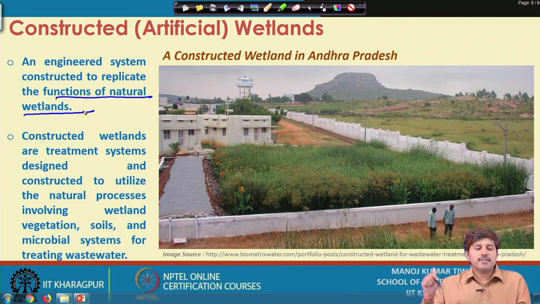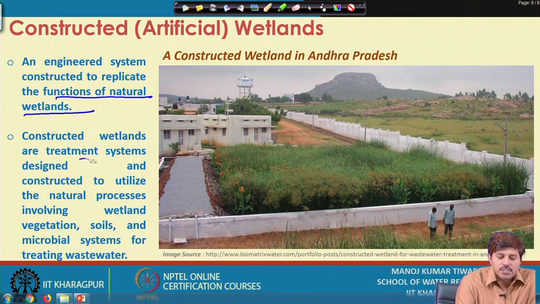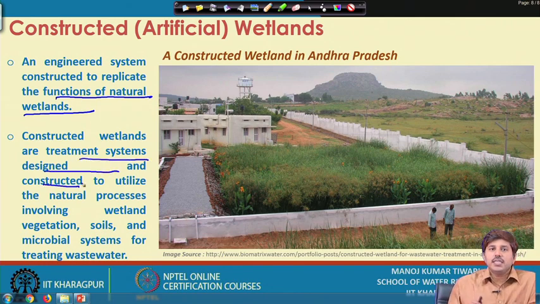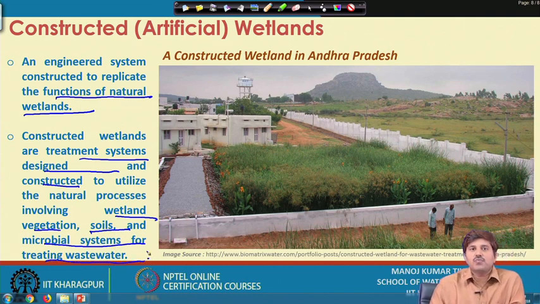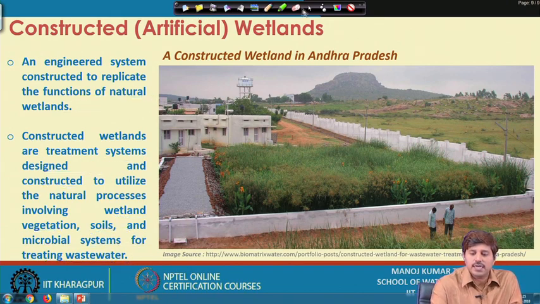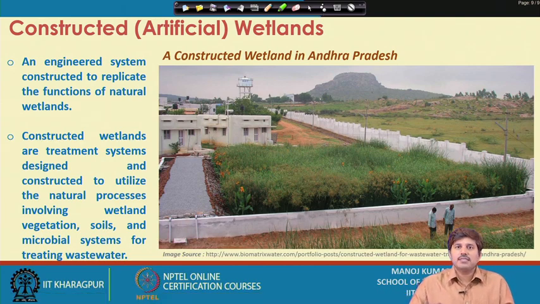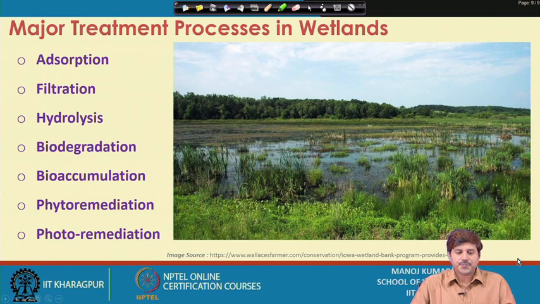So, these constructed wetlands are treatment systems which are designed and constructed for utilizing these natural processes, which involve wetland vegetation, soil, and microbial systems, for the purpose of treating wastewater. That is what happens in the artificial or constructed wetland, which is a system similar to the natural wetland system for the purpose of treating wastewater.